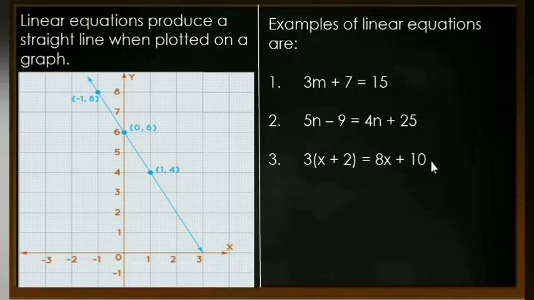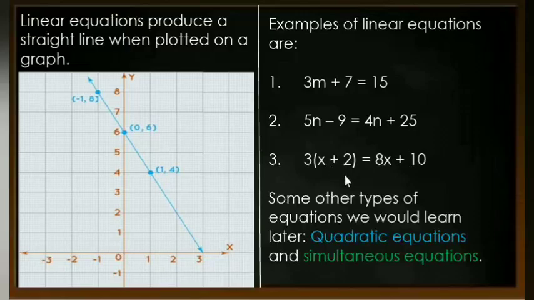So what have we learned so far? We've learned that the alphabets in an equation are referred to as variables, the numbers are referred to as constants, and when the highest power of the variables in an equation is 1, that equation can be referred to as a linear equation. Bravo! Some other types of equations we will learn later are quadratic equations and simultaneous equations.